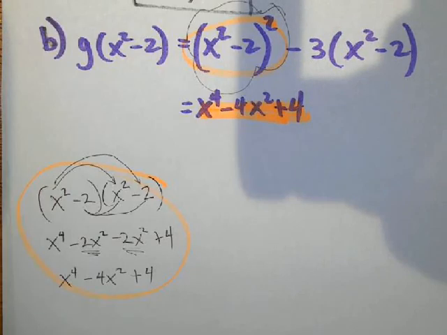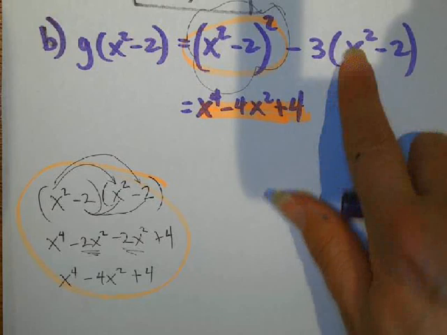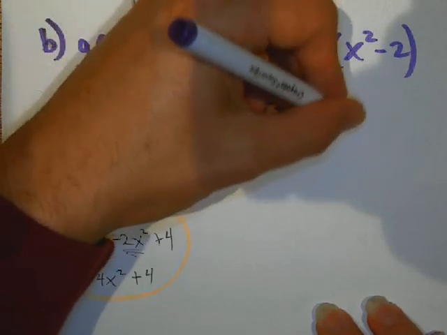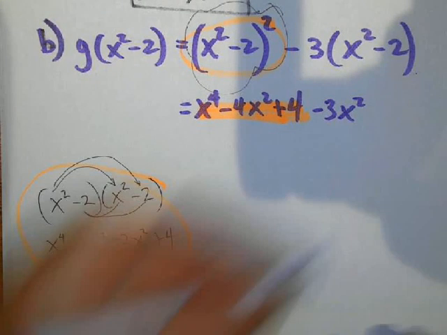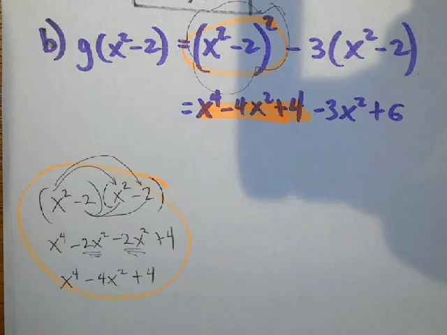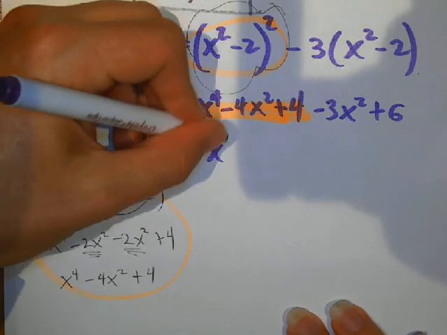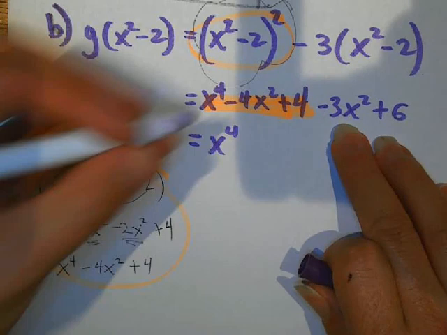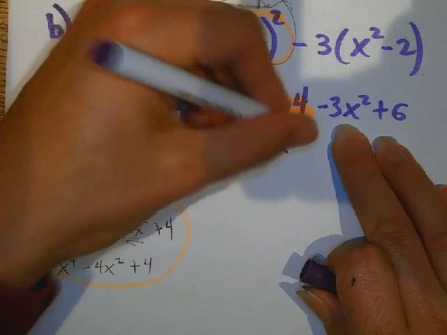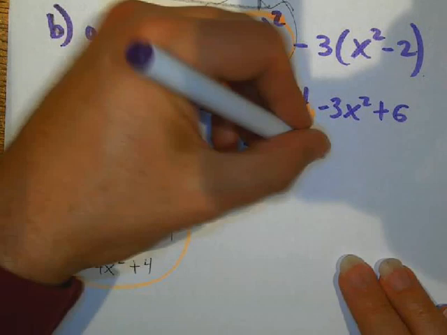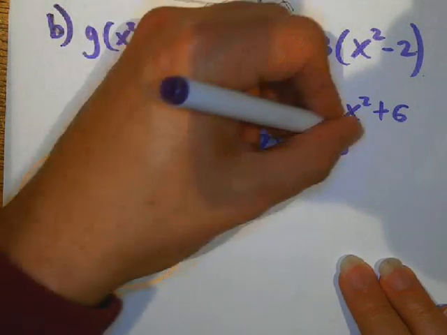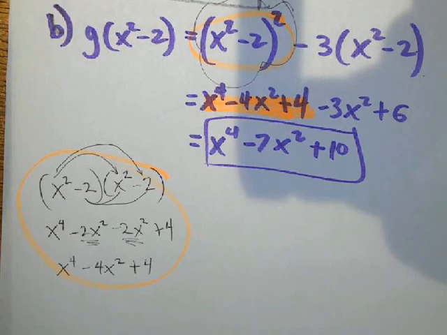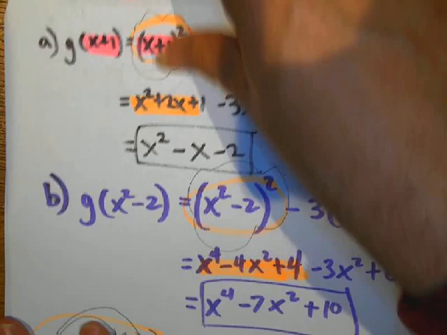Okay, and then we have negative 3 times that gives me negative 3x squared, and negative 3 times negative 2 is plus 6. Okay, combine the like terms, and we end up with x to the 4th, and negative 4x squared and negative 3x squared is negative 7x squared, and 4 plus 6 is going to give me 10.